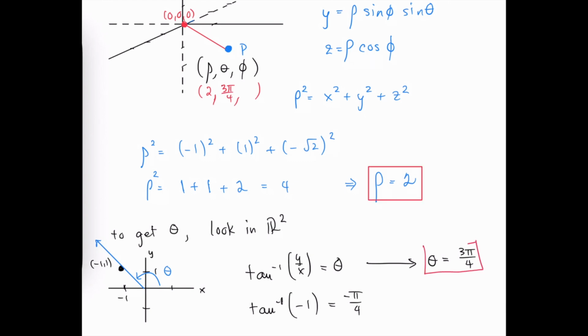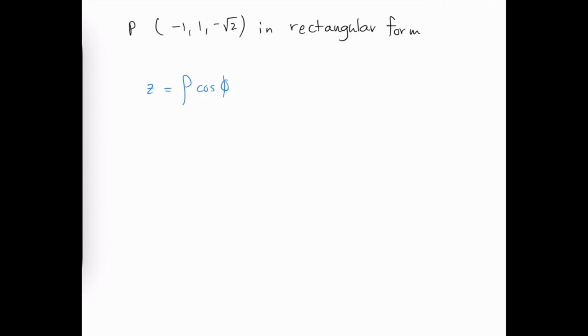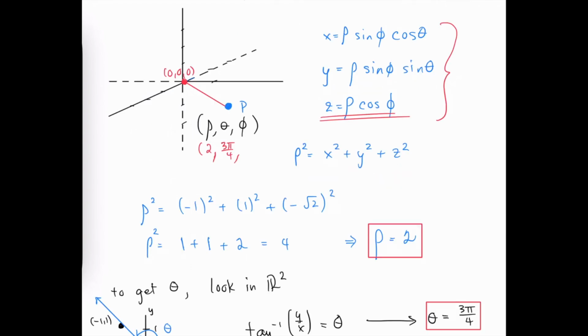So we have rho and we have theta. Now to get the value of phi, we could use any of these, although I'm going to use this formula here. So I'm just going to copy our ordered triple down here, and we'll plug in the z-coordinate, which is -√2. We calculated our rho to be 2, and now we'll just solve for phi. But let's remember that the angle phi has to be between 0 and pi. So the angle between 0 and pi that has a cosine of -√2/2 is also going to be 3 pi over 4. So the ordered triple in spherical coordinates is going to be (2, 3 pi over 4, 3 pi over 4).